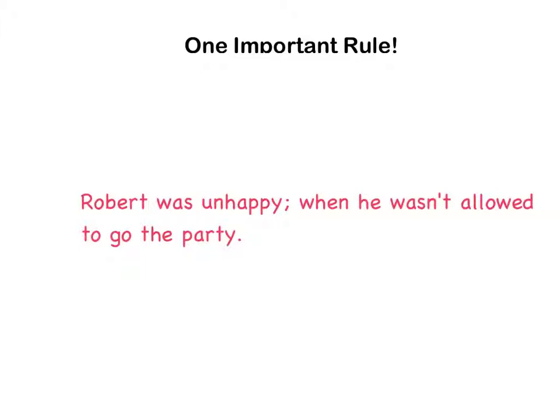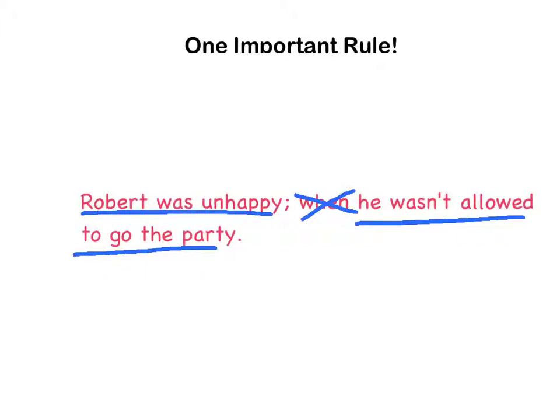Secondly, we have the two sentences, Robert was unhappy and when he wasn't allowed to go to the party. Because of the use of the connective when, we see that what we're left with is one complete sentence, Robert was unhappy, and one subordinate clause, when he wasn't allowed to go to the party. So again, what we need to do is choose one or the other. This time we're going to use a semicolon, so we just get rid of the connective when, which leaves us with two sentences. Robert was unhappy, he wasn't allowed to go to the party. Yet again, these two sentences are related.